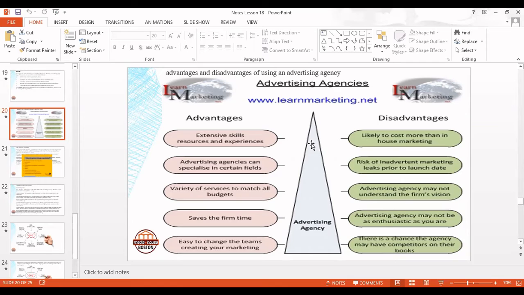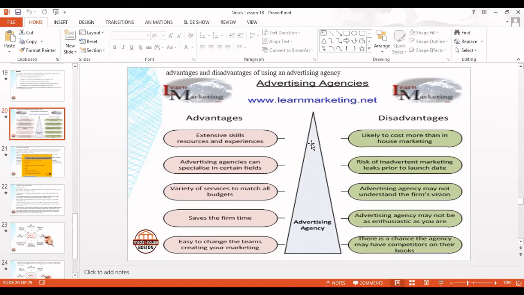The disadvantage, advertising agents may not understand the team's vision. True. You might visit an advertising agent and you want your campaign to go in a certain direction. They might end up not understanding what is it that you want to achieve, what is it that you want to do.